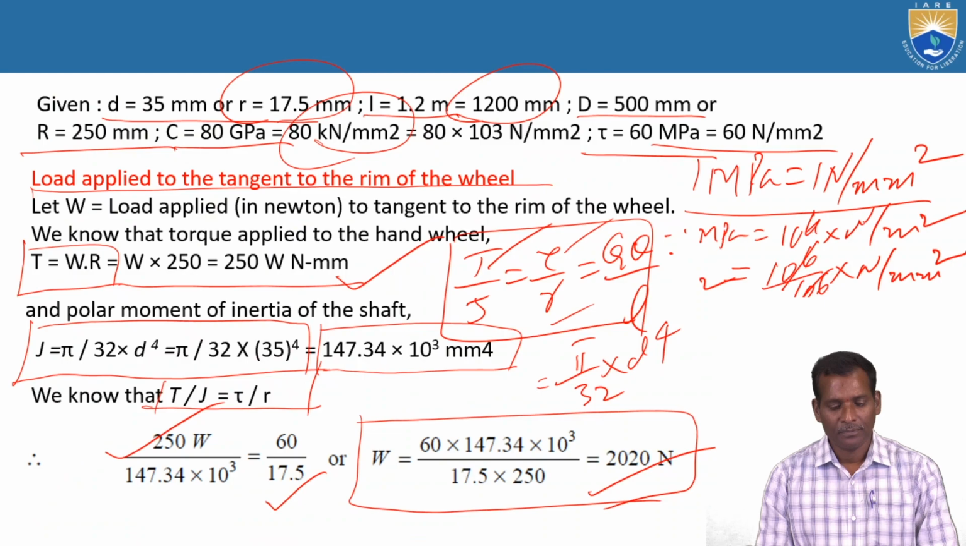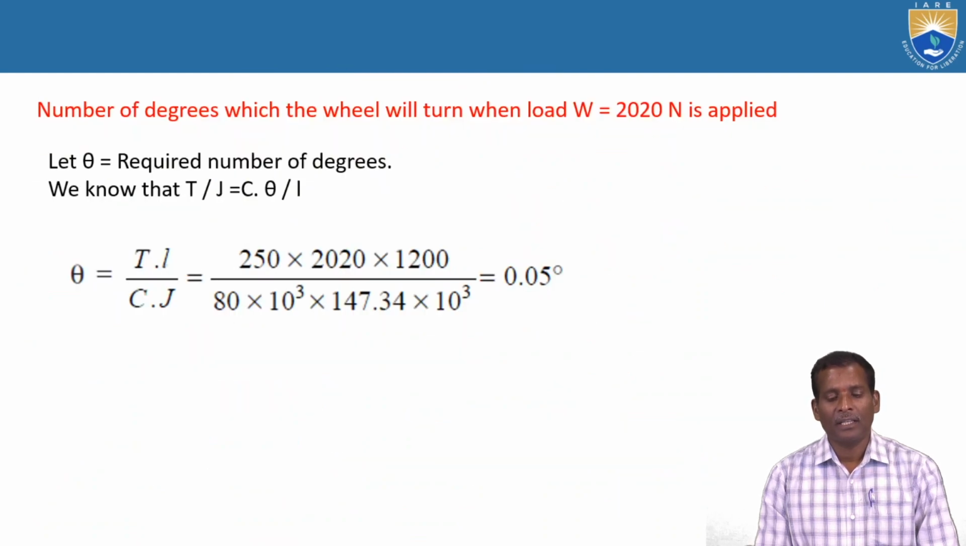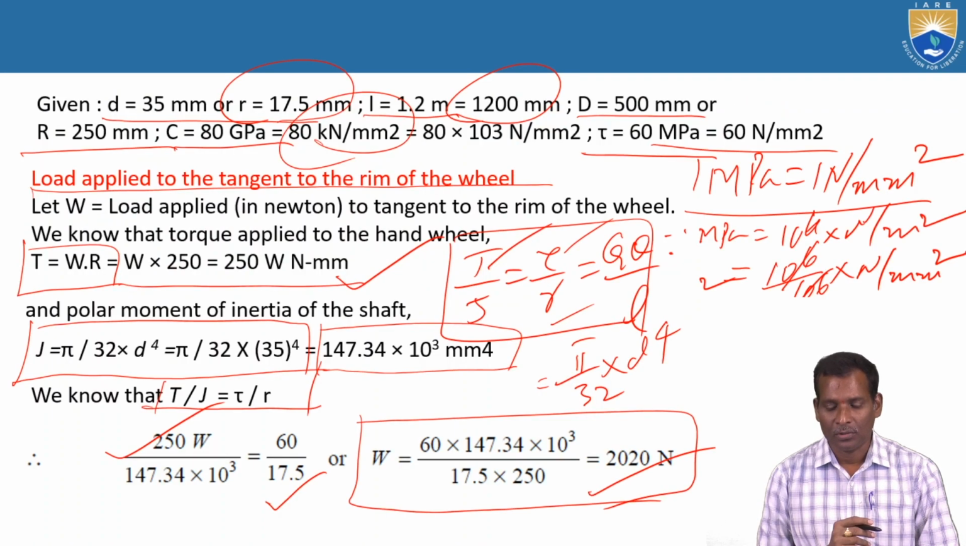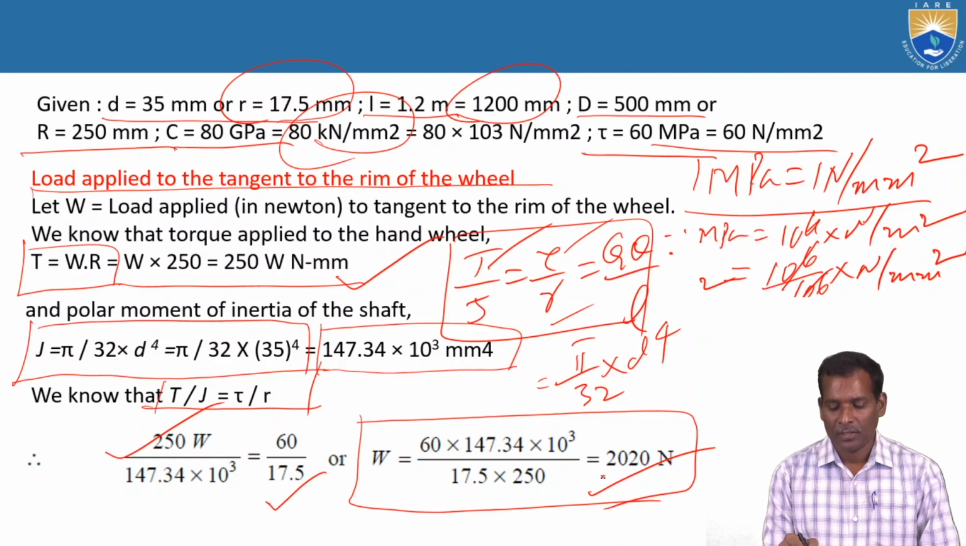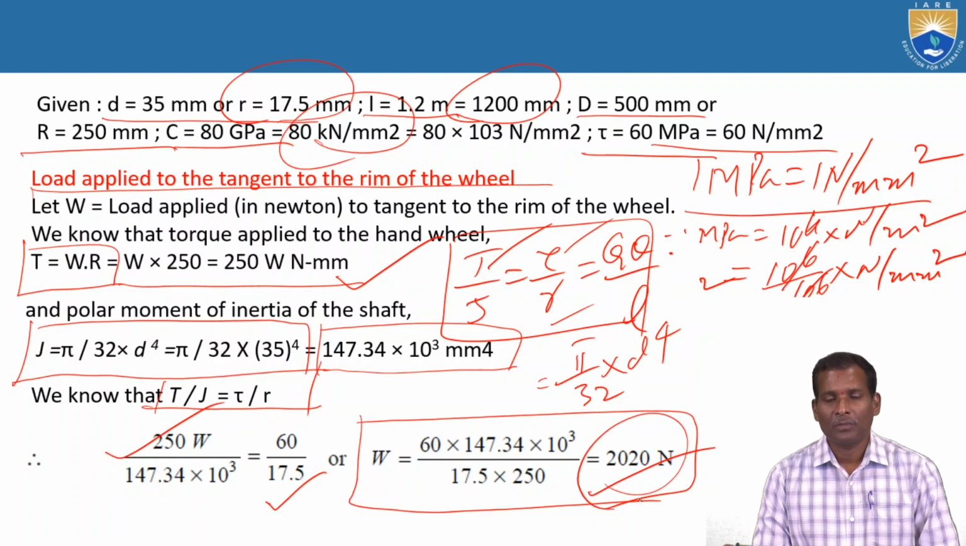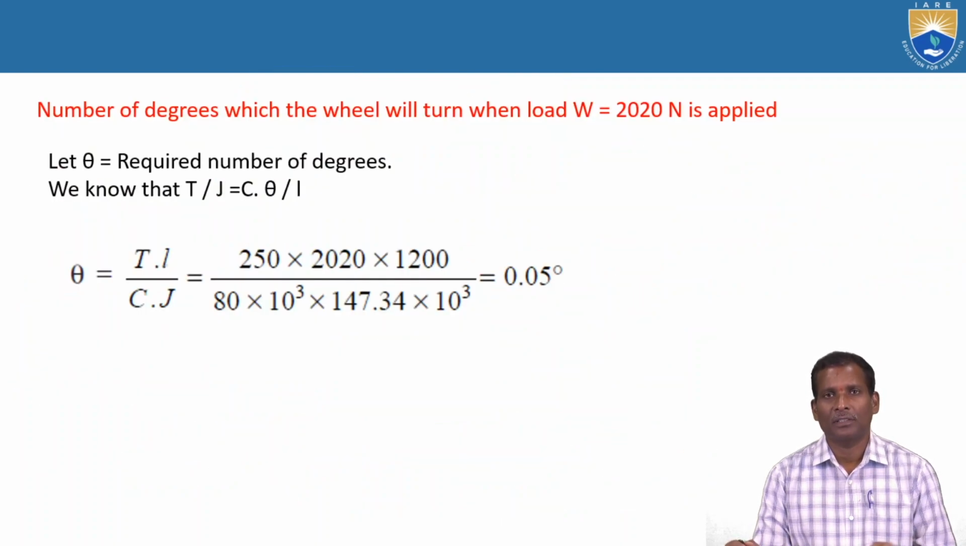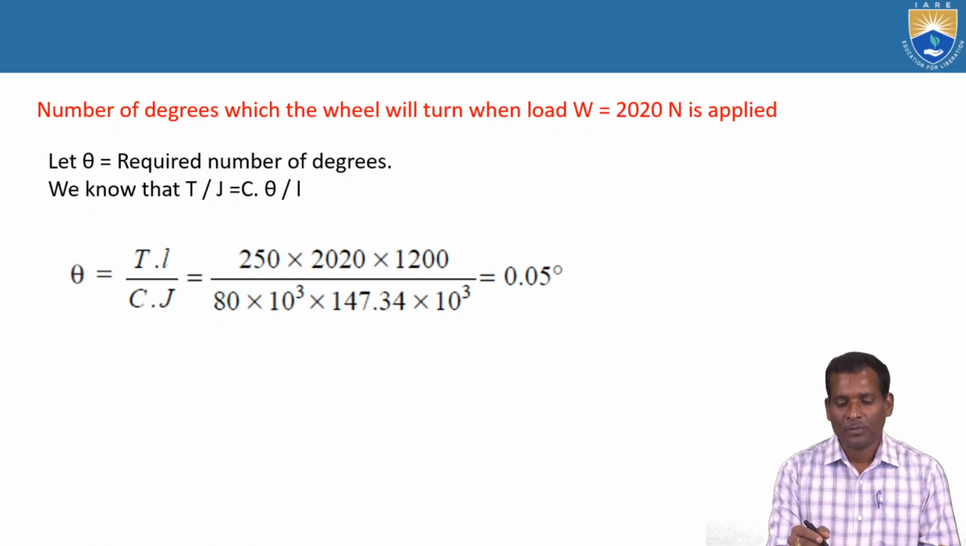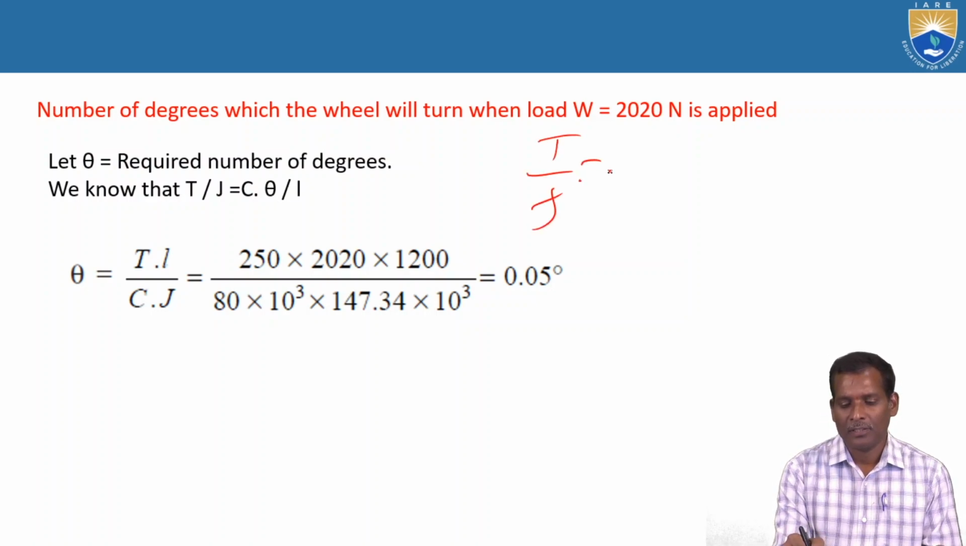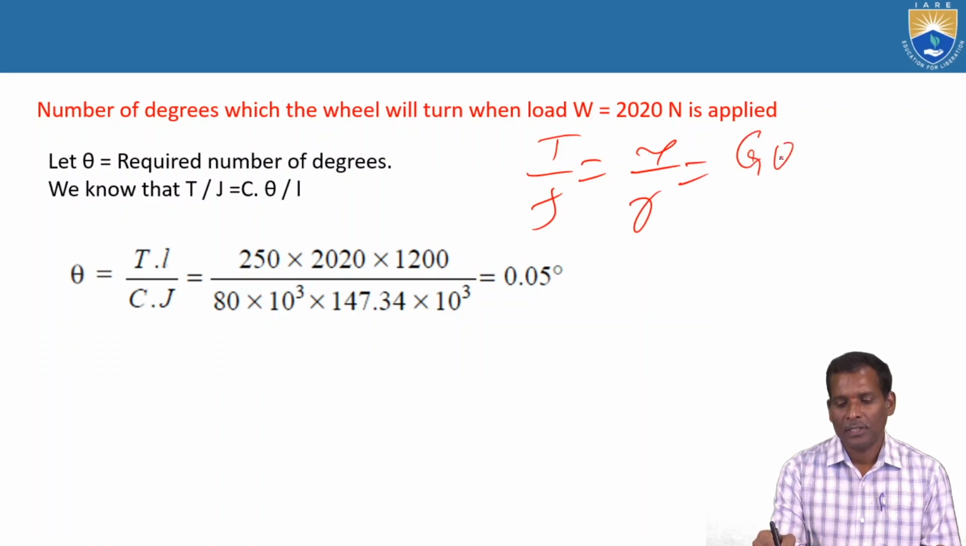Now the second part. How many degrees will the wheel turn when the load is applied? The applied load is now 2020 newtons. For this load, how much does the wheel turn? That is the required number of degrees. So from the torsion equation, T by J is equal to tau by R is equal to G theta by L, or C theta by L.